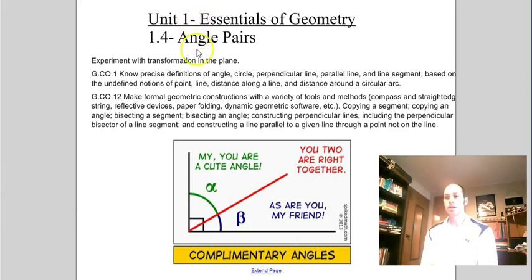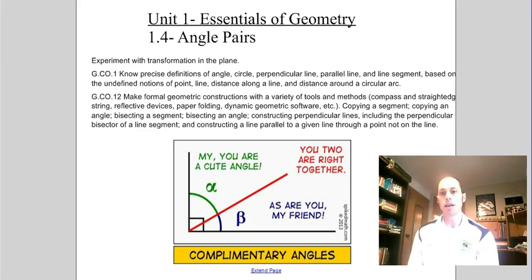All right, it's time to wrap up our unit on the basics, the essentials of geometry. We're going to finish up talking about angle pairs. And as you can see from the little comic there, we're going to talk about complementary angles. Well, not that kind of complementary, spelled a different way. But we'll be discussing different groups of angles, such as complementary, supplementary, vertical angles, a linear pair, and find out the relationships that these different angles have and how we can use that to help us solve problems.